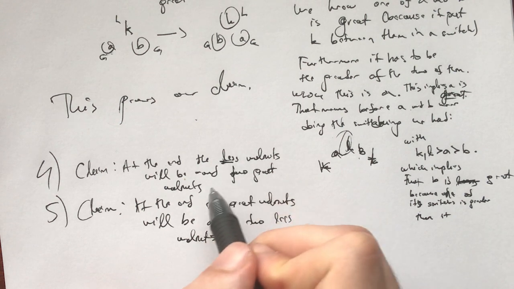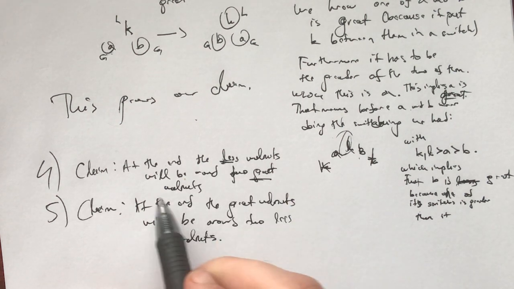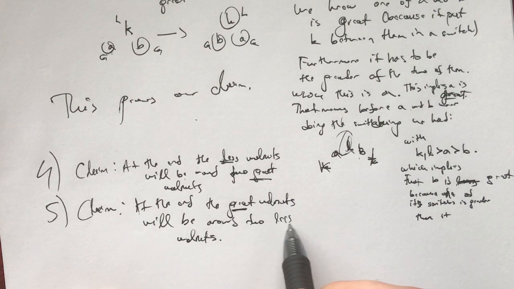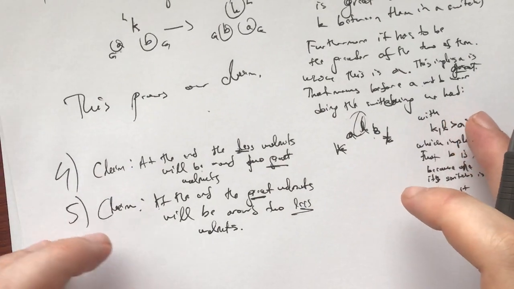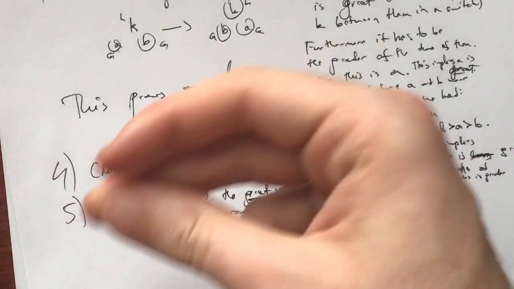And with that, we're ready to move on to our 4th and 5th claims, which are: at the end, the less walnuts will be around great walnuts, and at the end, the great walnuts will be around less walnuts. And now we need to prove this.